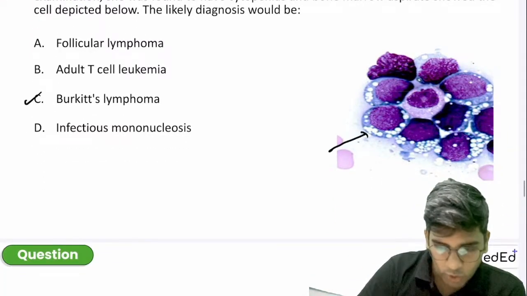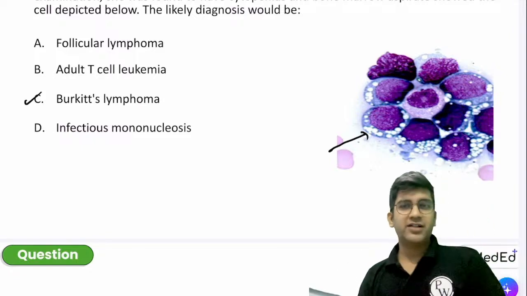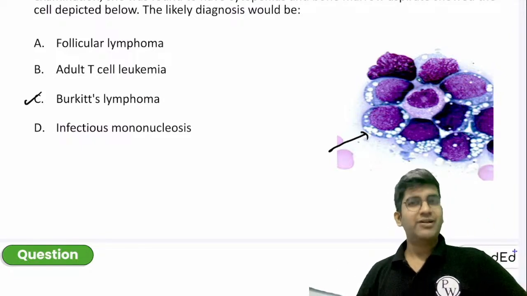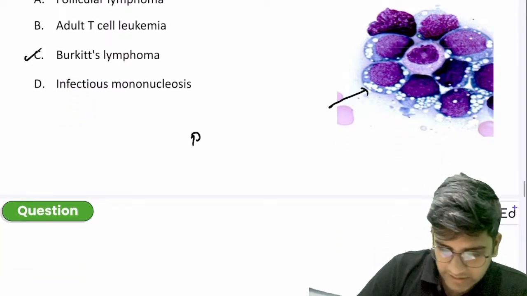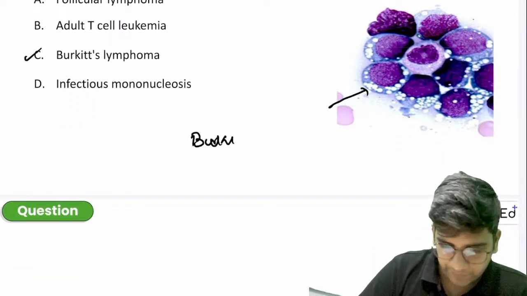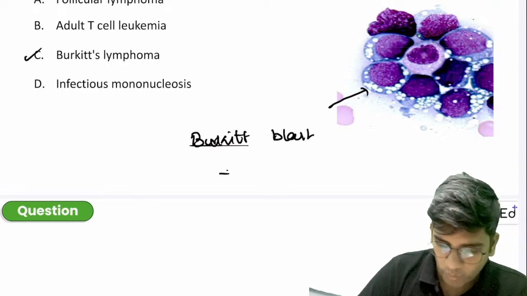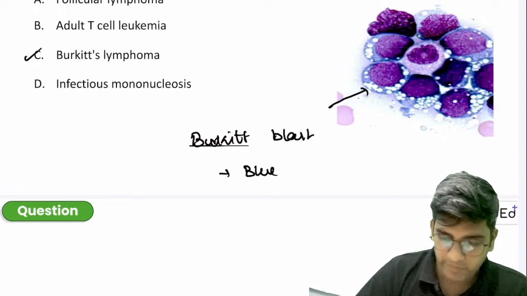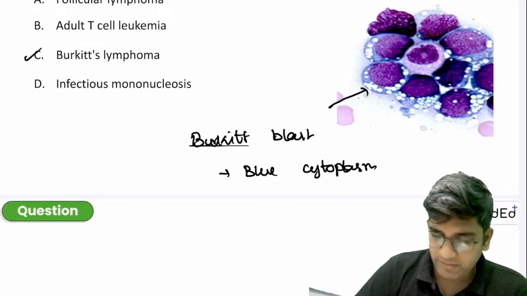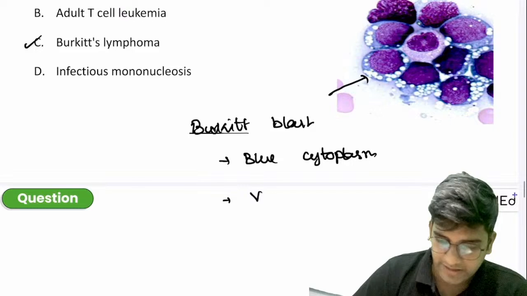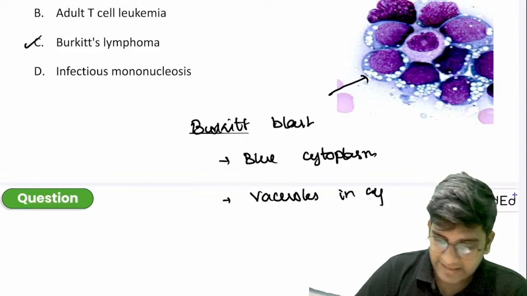Actually, this image also gives us a little bit of clue. Fine. Endemic Burkitt's. Sporadic can also happen in the jaw, but endemic happens most commonly in the jaw. So this image we call Burkitt's blast. Burkitt's blast has two classical findings. One, it has a very blue cytoplasm. Generally, cytoplasm will not be this blue. And second, it has vacuoles in the cytoplasm. This also is a very classical clue.